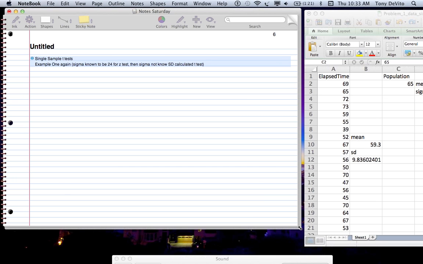Okay, I'm going to cheat and I'm going to say that my X bar is 60. It was really 59.7. And my standard deviation is equal to 10. Okay, that's my little cheat. You can't use that cheat, but I can use that cheat. And I'm comparing it to a mean that's equal to, what was it again, 65.